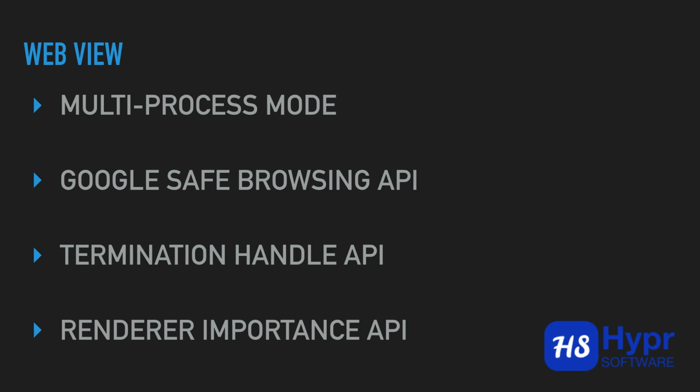And there is also a Google Safe Browsing API, which allows safe browsing inside the WebView. There is a termination handle API, so when the user moves away from a web page, you'll get notifications on those. A renderer importance API decides which parts to render, and when there is low system resource, what you need to render, the WebView or your app. All those things you can make calls on, and that's what this update will provide you.